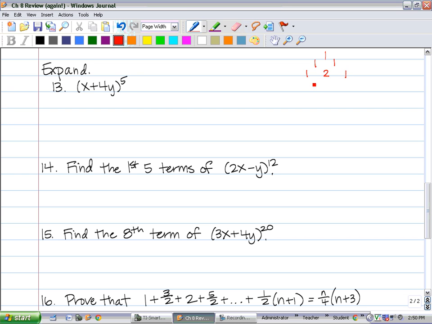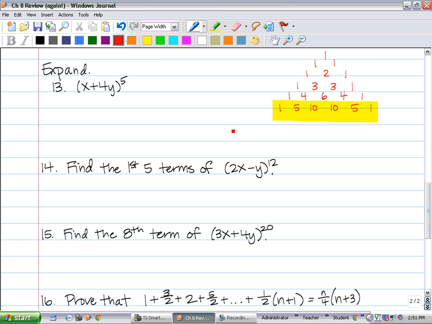Remember, ones are on the outsides, add the two numbers above: 1 plus 2 to make the next, 2 plus 1, 3, ones on the outside. 1, 1, 4, 6, 4, and then 1. 1, 5, 10, 10, 5, 1. Now I know I can stop there because I'm doing a fifth degree, and this would be row 5.